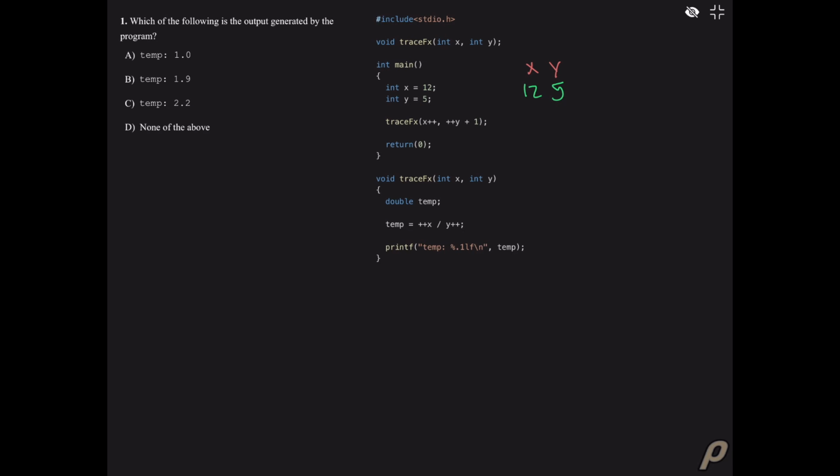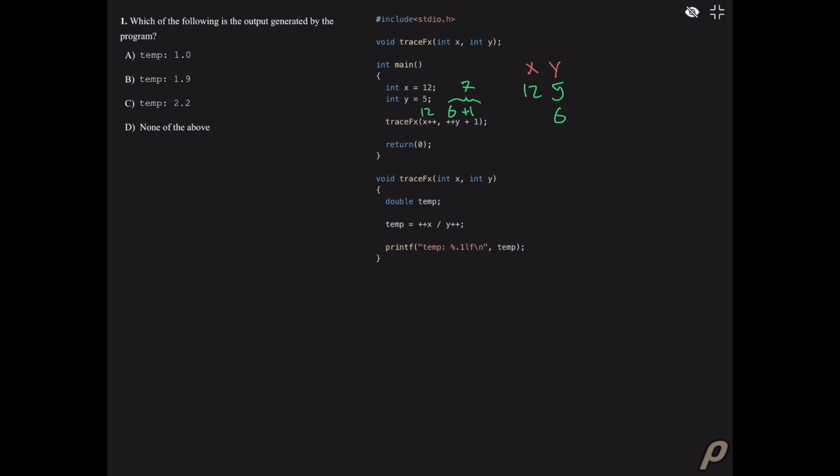Then our execution continues onto this next line where this trace fx function is. The first thing we see here is this x plus plus. This plus plus means that we'll increment it after this line of code is executed. So the value being passed through here is just going to be 12. And on the right here, we see plus plus y plus 1. The plus plus coming before the y means that we'll increment it before the execution occurs. So this y is going to increase to 6. We'll put a 6 right here, add 1 to it, and this will give us 7, of course.